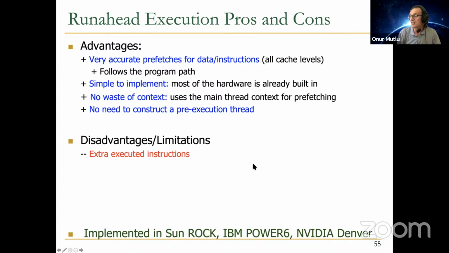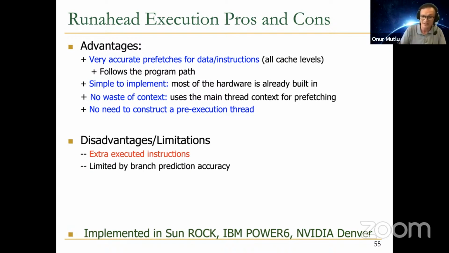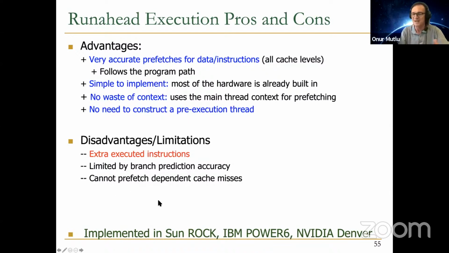So clearly, you execute extra instructions. Instead of stalling, you're executing instructions. If this is useful, that may be good. But if it's not useful, then you have a problem. You're increasing energy. You're limited by branch prediction accuracy because you're following the program path when you're doing prefetching. If your branch prediction is not good enough, you're limited. That's true for any large instruction window machine, actually. Like the question that was asked, you cannot prefetch dependent cache misses.